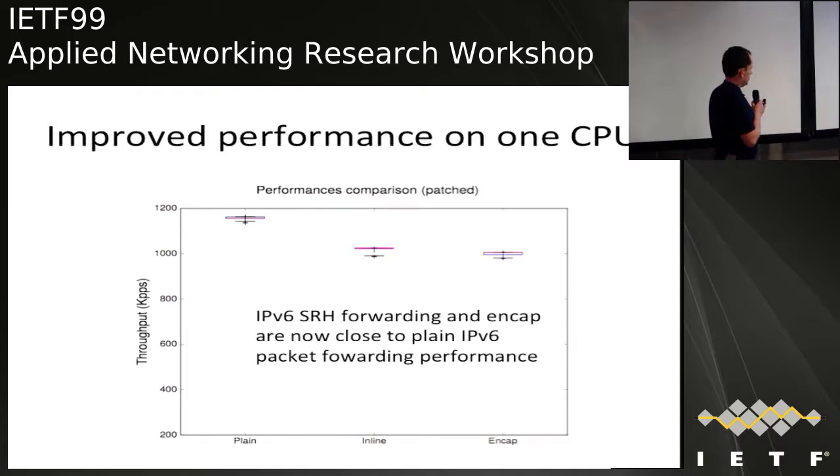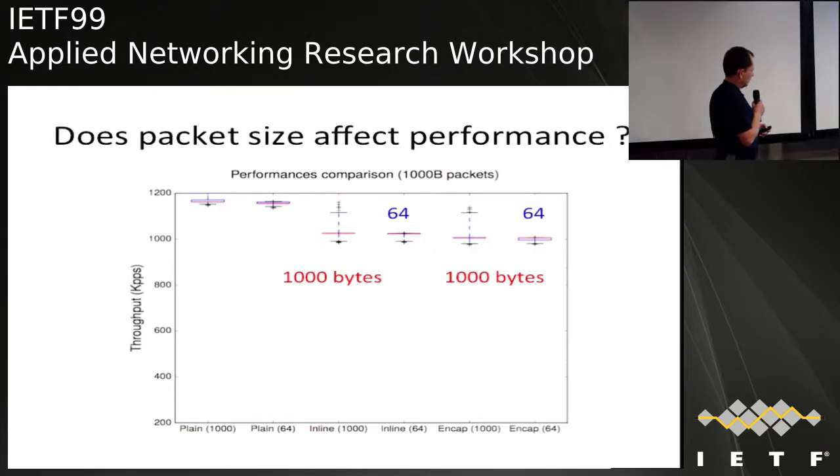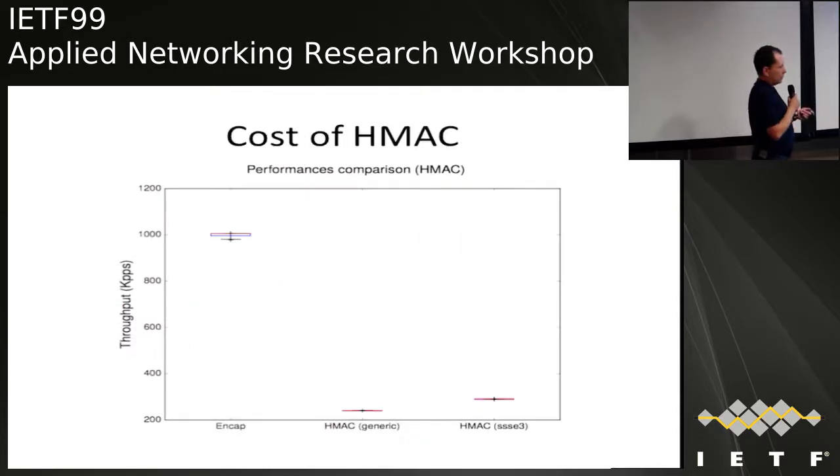So we have one CPU doing that on a 10 gig interface. We looked at whether there was a difference between long and short packets. So in red, you see the 1000 bytes packets, and in blue, you have the 64 bytes packets that were the default. There is no significant difference, and the cost is the header processing. It's not the data movement. So which is good. We looked at the HMAC.